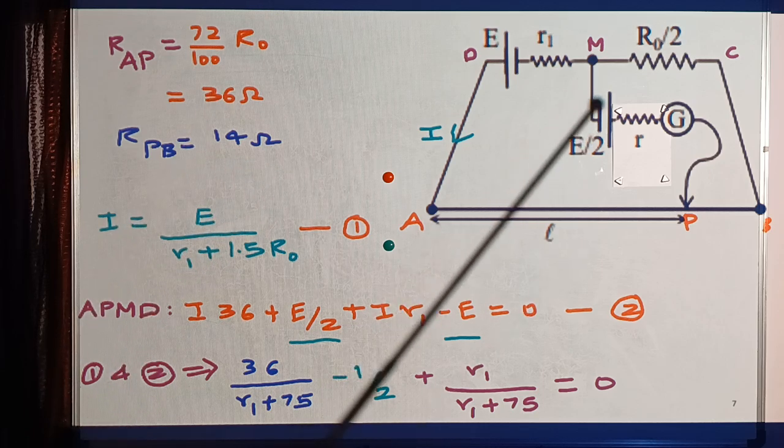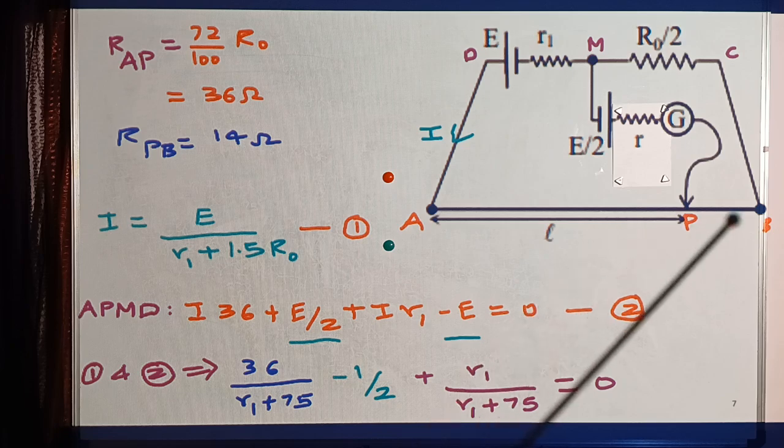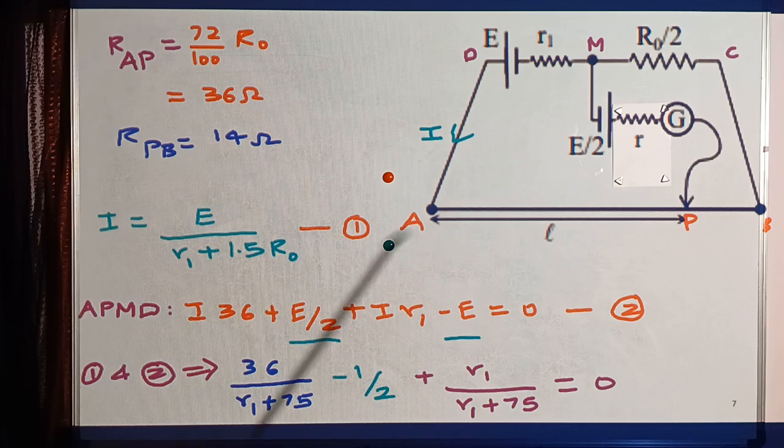At null point, the current in this bridge is 0. So there is only one current in this outer loop. So that current we can find by the total EMF, which is driving the current, divided by the total resistance, R1 plus R0 by 2 plus from here to here R0. So 1.5 R0. So I in terms of E is known.